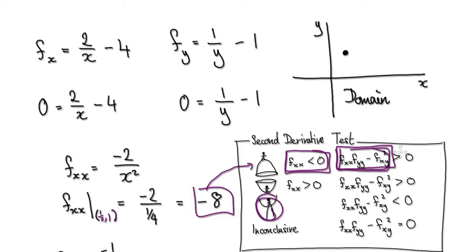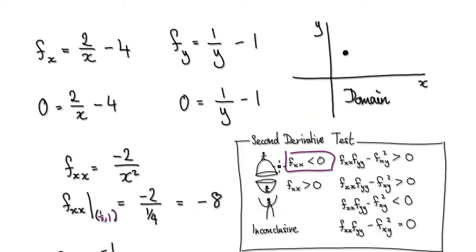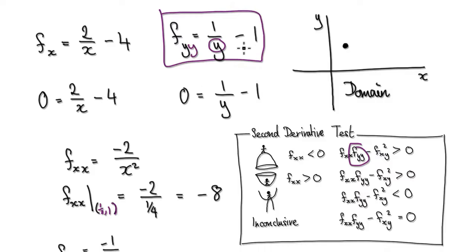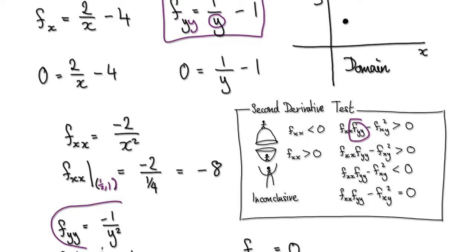If this quantity is greater than 0, then we can conclude that we're at the top of the hill. But we don't know yet. We just suspect that we're at the top of the hill. So to look at this quantity, we would need fxx, which we've already got. It's right here. We now need to look at fyy, and then later on fxy squared. So let's look at fyy. We've got fy right here. Differentiated again with respect to y, that will give us this thing here.